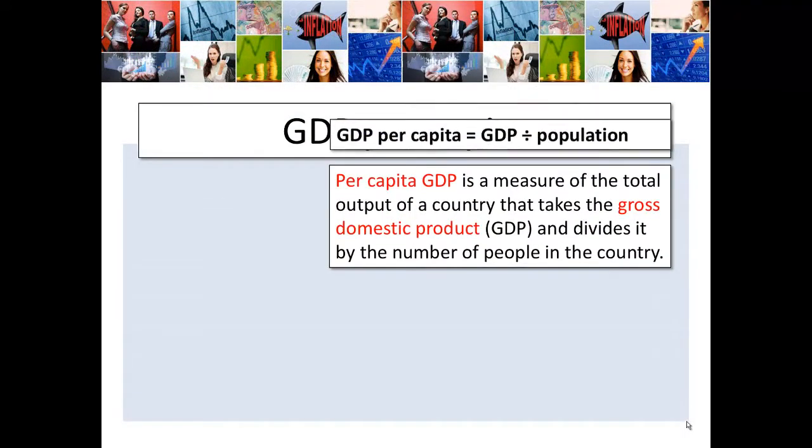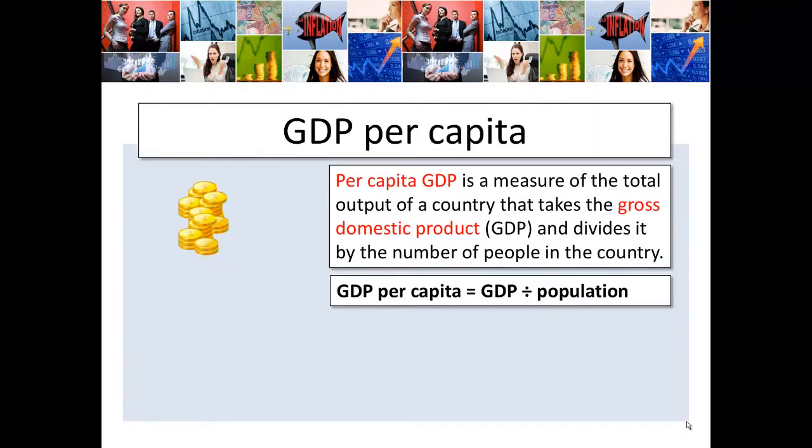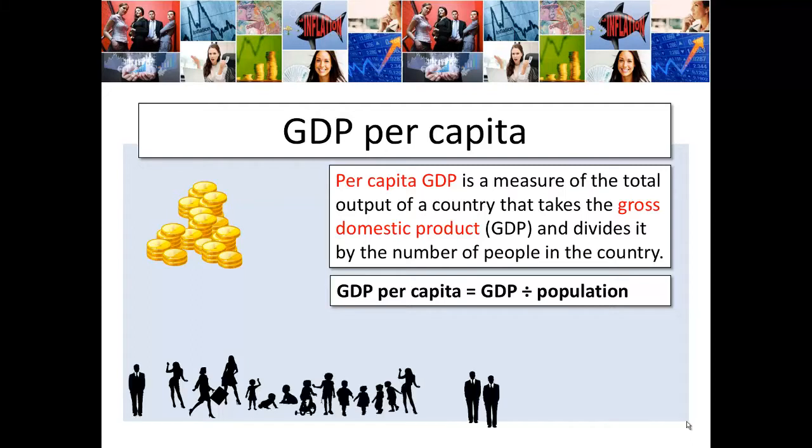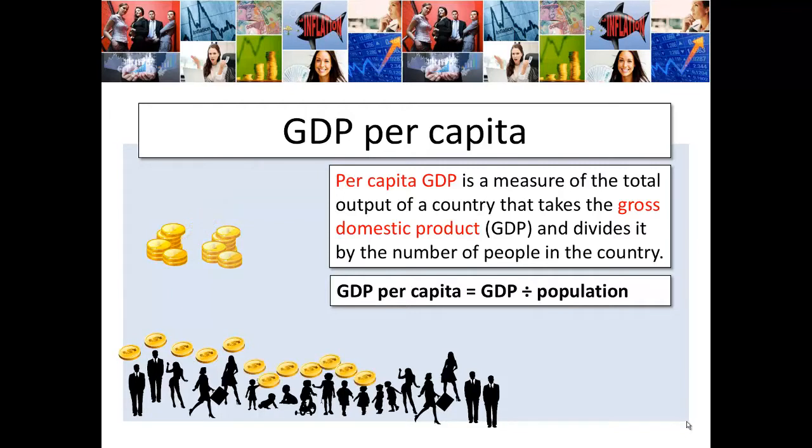GDP per capita, a measure of the total output of a country that takes a gross domestic product and divides it by the number of people in the population. There's your formula. GDP per capita equals GDP divided by the population. GDP, the total value of goods and services produced in an economy in a given year. GDP per capita, we're dividing that total GDP amongst the population.